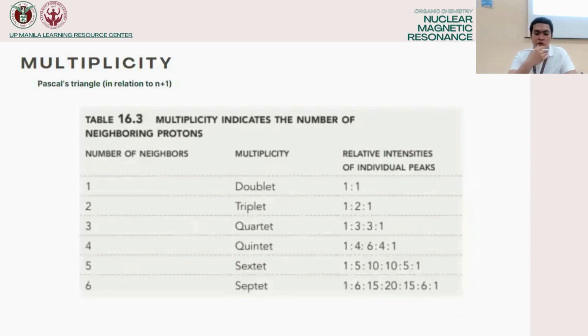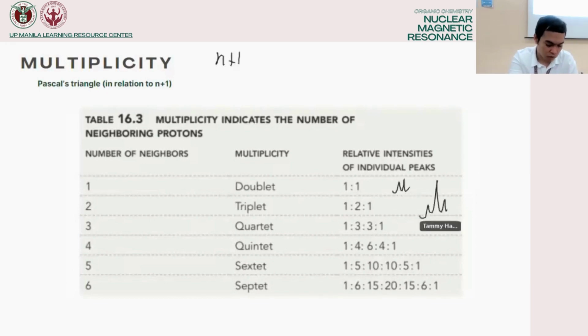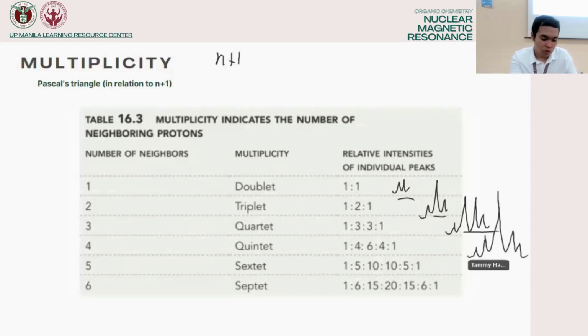Ito yun, no? Multiplicity of your neighboring protons. Ang technique lang dyan is n plus 1. Kung si hydrogen may katabi pa siyang isa, doublet. Pero pag marami siyang katabi, it's triplet. So, magiging intensity mo, doublet, ganyan. Triplet, ganon. Quartet, 1, 2, 3, 4. Pag sinabi mong doublet, quartet, quintet, 1:4:6:4:1. Ganun lang yan. Ito, in relative intensities of individual peaks.